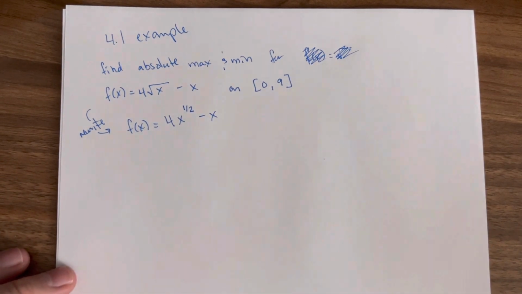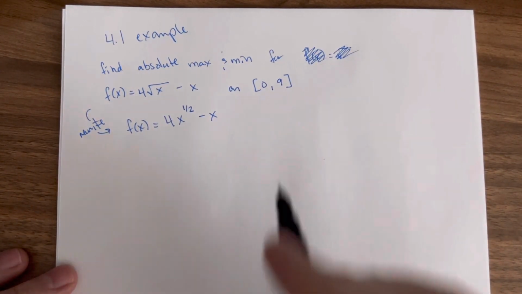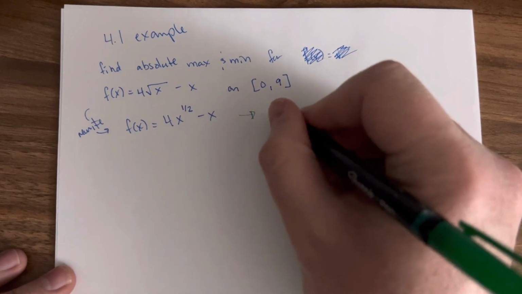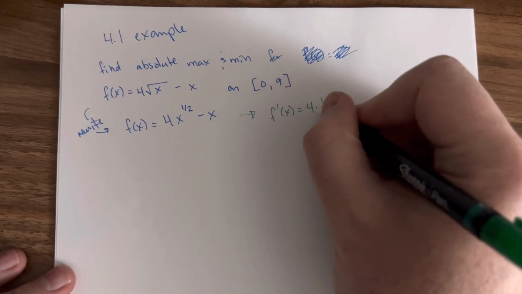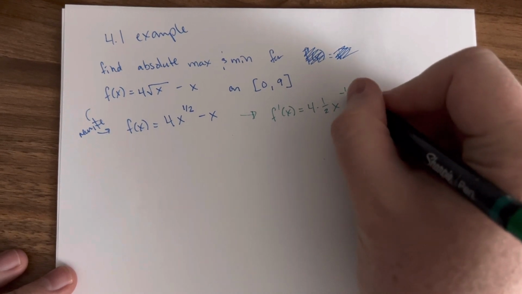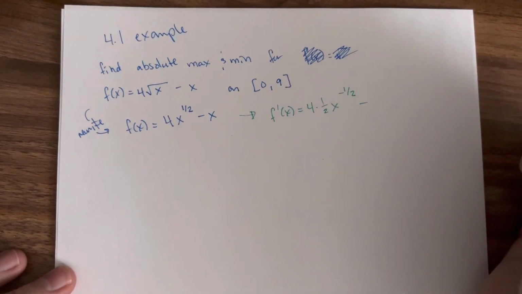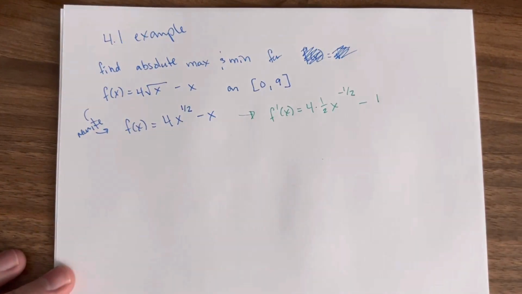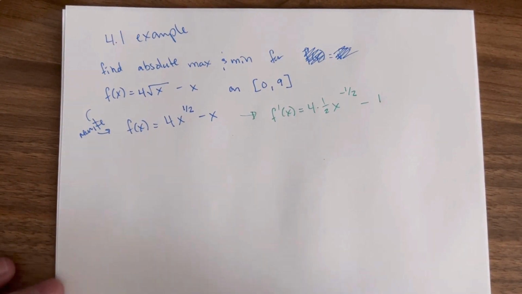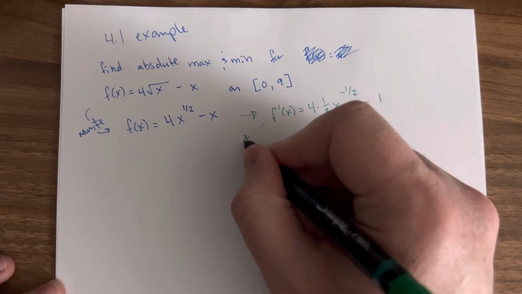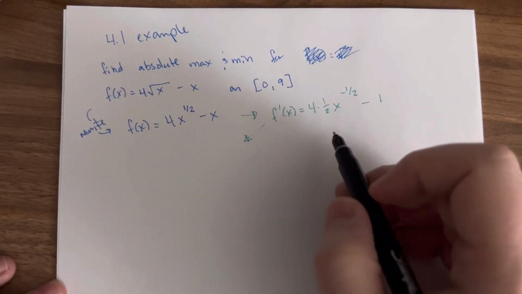That gets us into a place where we can take a derivative, because we want to be able to use the power rule. So then this gets us to f prime of x, 4 times 1/2, x to the 1/2 minus 1 would be minus 1/2, minus the derivative of x would just leave us with 1. That f prime of x needs to be cleaned up a little bit. So then 4 times 1/2 would be 2.